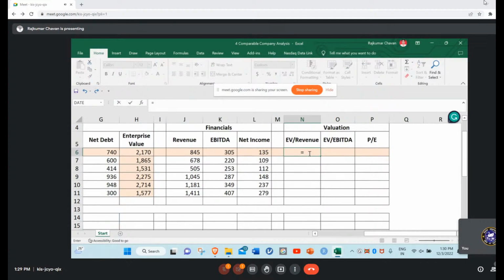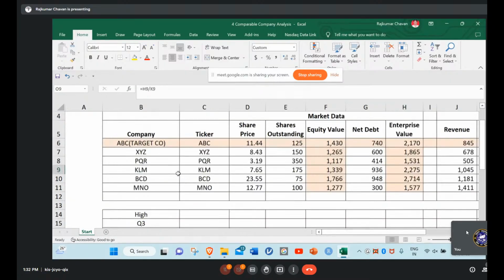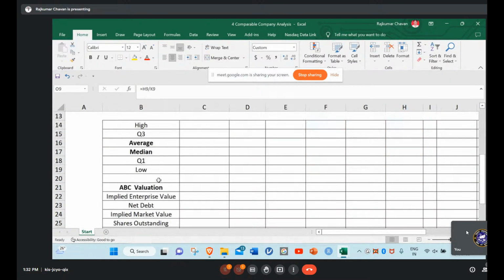Enterprise value. What is the enterprise value? 2170. On the right side, and on the left side, there are some parameters given. Now, what are those parameters? High, Q3 means quartile 3, average, median, Q1 means quartile 1, and low means the minimum value here.